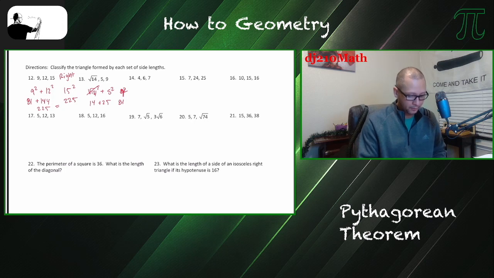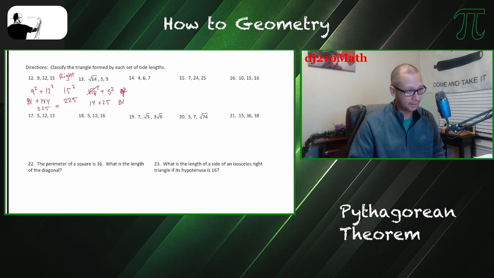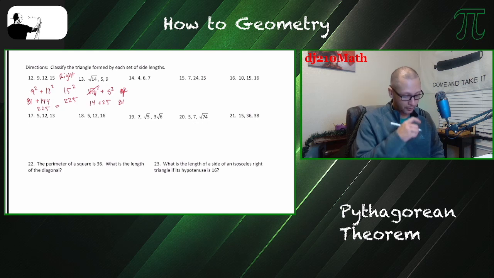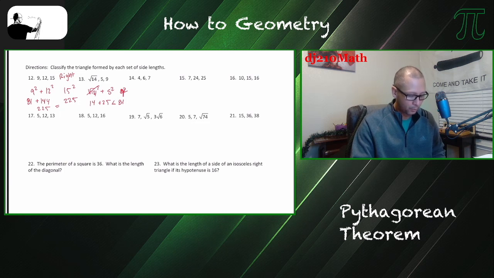Okay, so here's an interesting situation. The sum of the squares of the two legs is definitely smaller than the square of the longest side. However, we could say that this is an acute triangle, just based off of everything that we've talked about.